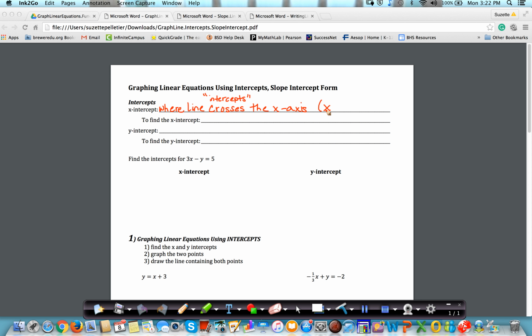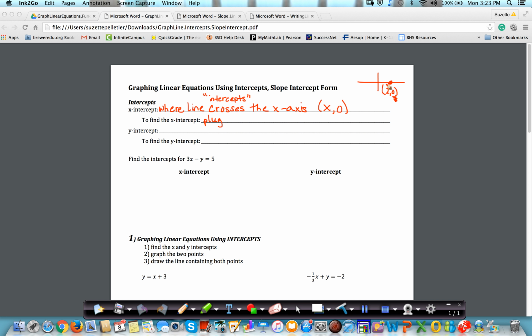So it crosses the x at some point, and it's not going up or down at all. So the ordered pair will always have a 0. Okay, so to find the x-intercept, we plug 0 in for y, because y has to be 0. If it's crossing the x-axis, let's say at this point, over 2 up 0, if it's going to be on the x-axis, the y-coordinate's always going to have to be 0.